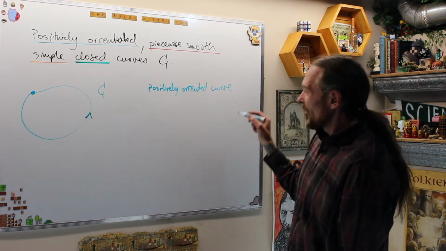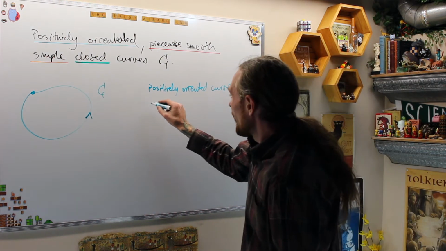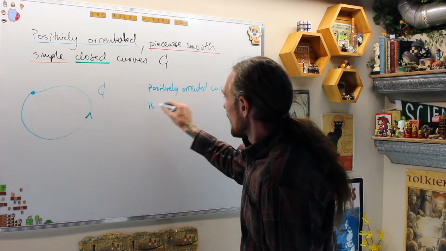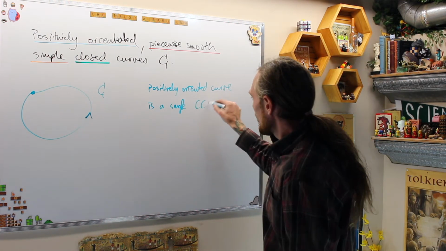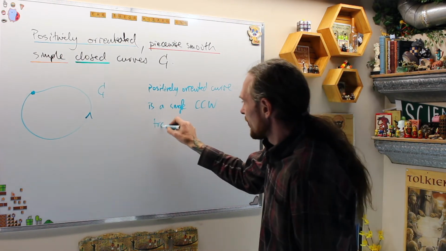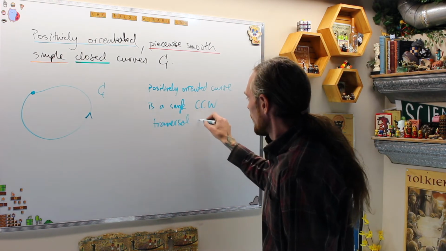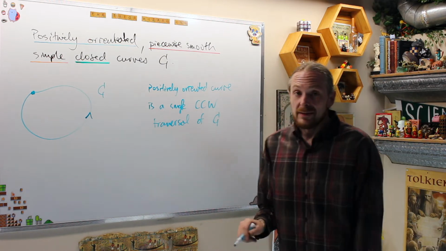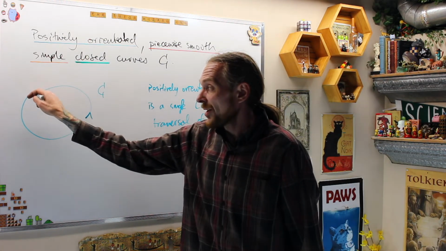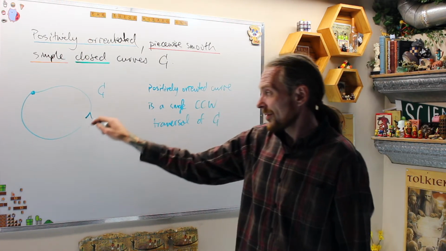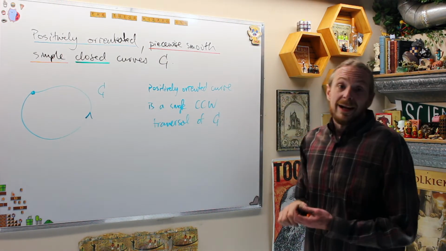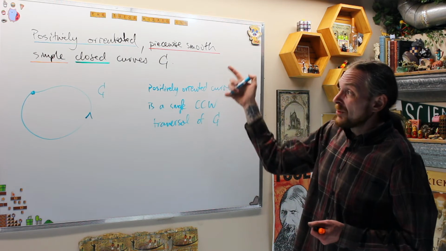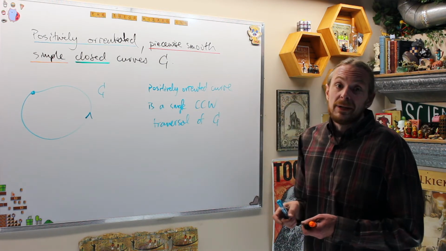And a positively orientated curve, by convention, is a single counterclockwise traversal of C. So regardless of where you start at this point, what you're going to do is do a single counterclockwise traversal and start at that point, and that's what we're going to call a positively orientated, piecewise smooth, simple, closed curve.